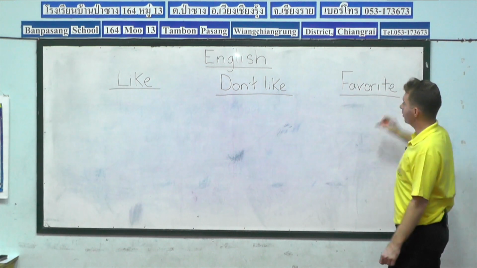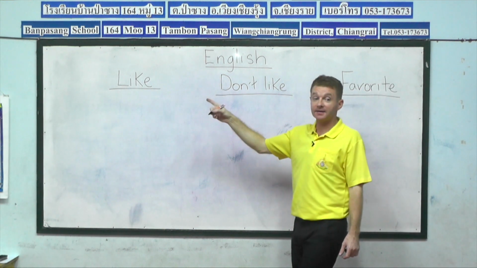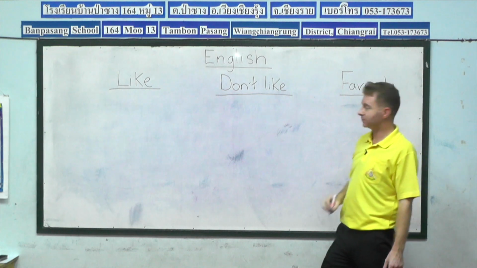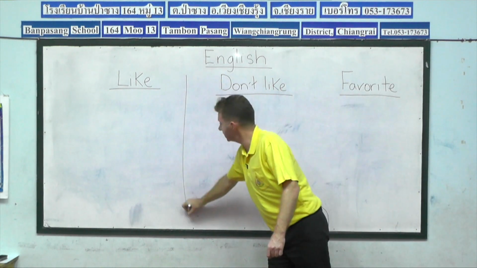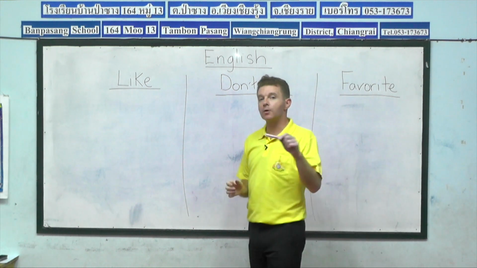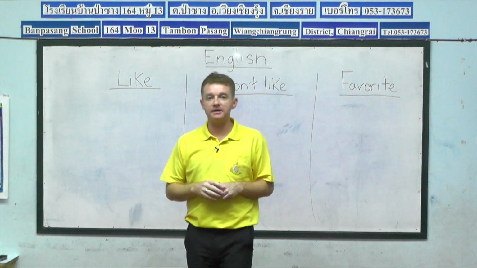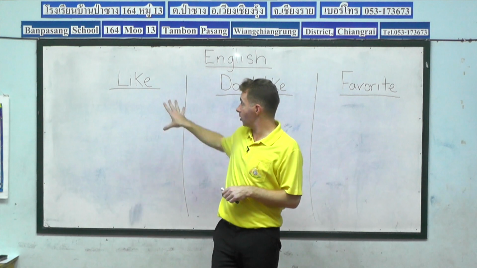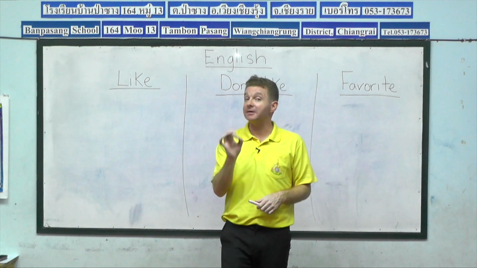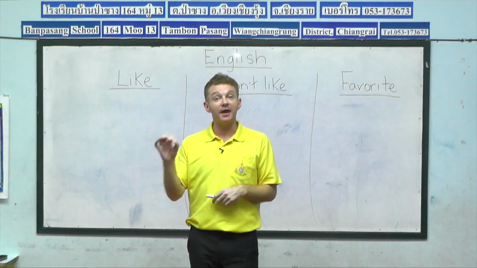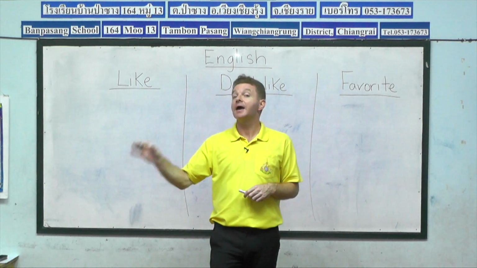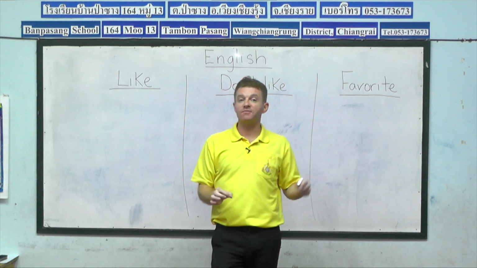F-A-V-O-R-I-T-E. So our 3 phrases, guys: like, don't like, and favorite. So we have our 3 columns on the board now. And what we're going to do is give our students a flashcard each. Students have to come forward, place their flashcard in the correct column based on their preferences, and then write the sentence to explain either I like, I don't like, or my favorite.